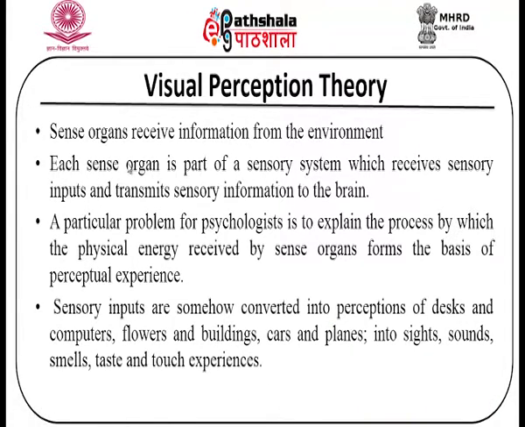The visual perception theory. Sense organs receive the information from the environment. Each sense organ is part of the sensory system, which receives sensory inputs and transmits sensory information to the brain. A particular problem for psychologists is to explain the process by which the physical energy received by these sense organs forms the basis of the perceptual experience. Sensory inputs are somehow converted into perceptions of desks and computers, flowers and buildings, cars and planes, into sights, sounds, smells, tastes and touch experiences.